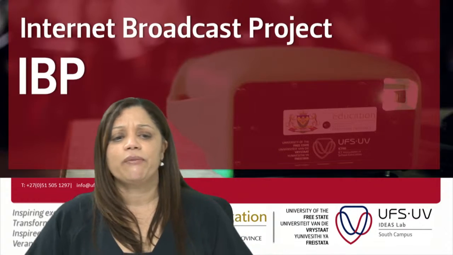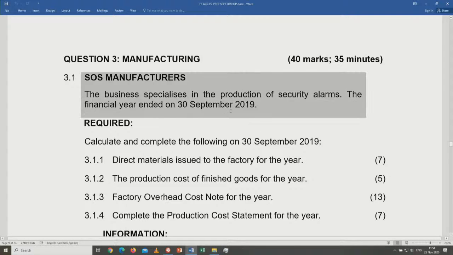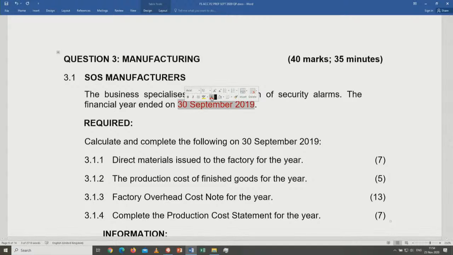Let's look at question number 3 on manufacturing from the Free State prelim paper. Let's read first and then we will highlight certain things. The business specializes in the production of security alarms. The financial year ends on the 30th of September 2019, right? You can highlight that 30 September. That's the end of the financial year for me, right? Calculate and complete the following on the 30th of September. Direct materials issued to the factory for the year.